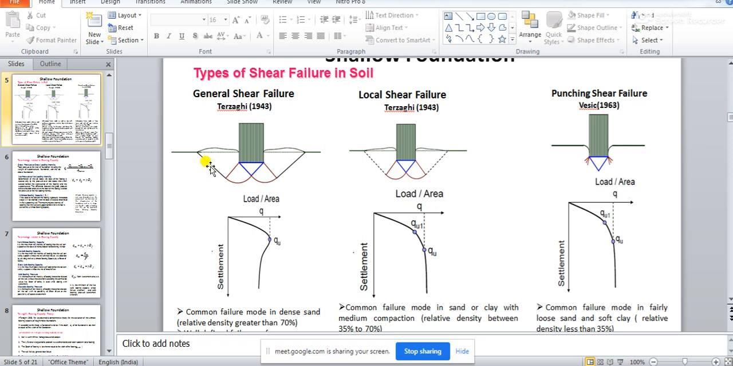Okay, so when these three zones are demarcated perfectly, and because of this kind of failure of soil, you see some portion of the soil is getting bulged out. Some portion of soil just above the ground level is getting bulged out, and this kind of failure Terzaghi has defined as general shear failure.